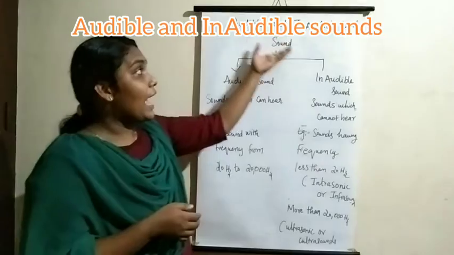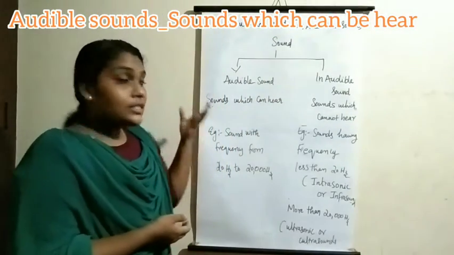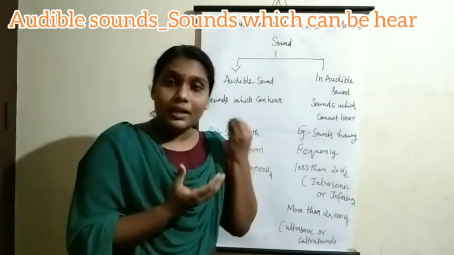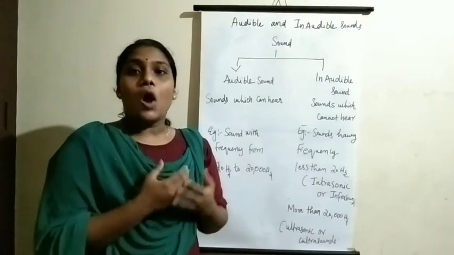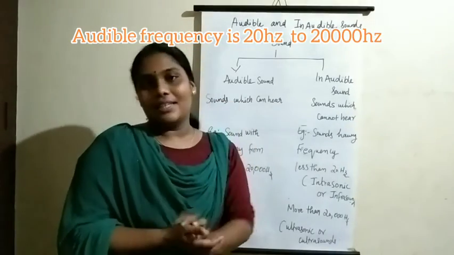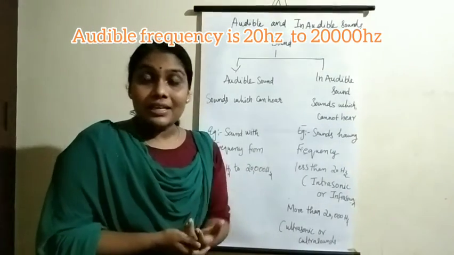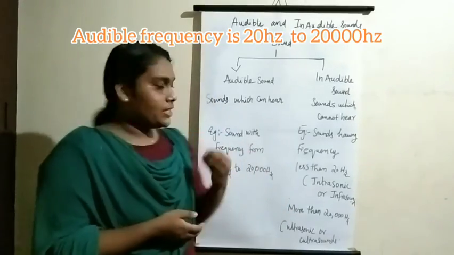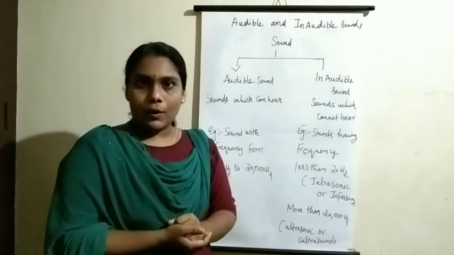Next, audible and inaudible sounds. Sound which can be heard by us is called audible sound. The range of audible frequency for the human ear is 20 hertz to 20,000 hertz. It means human beings can hear sound having frequency from 20 hertz to 20,000 hertz. Okay, all of you clear?